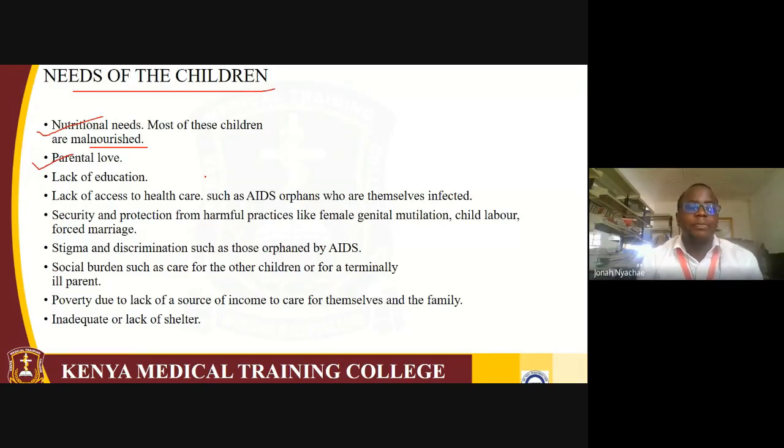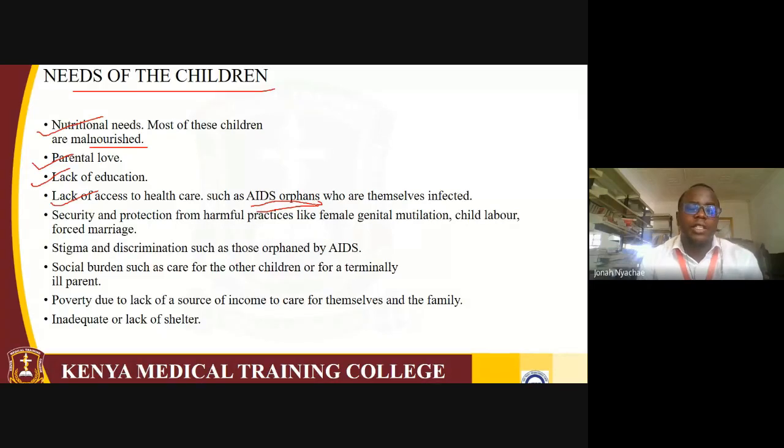parental love. Because of absence of these parents, you find that there is also lack of education. They cannot afford education. There is lack of access to healthcare, such as those children who are born of parents who at one point had or were diagnosed with AIDS or HIV, and maybe they could have passed away. So you find that it is a challenge because they are young. They cannot afford or have access to healthcare.